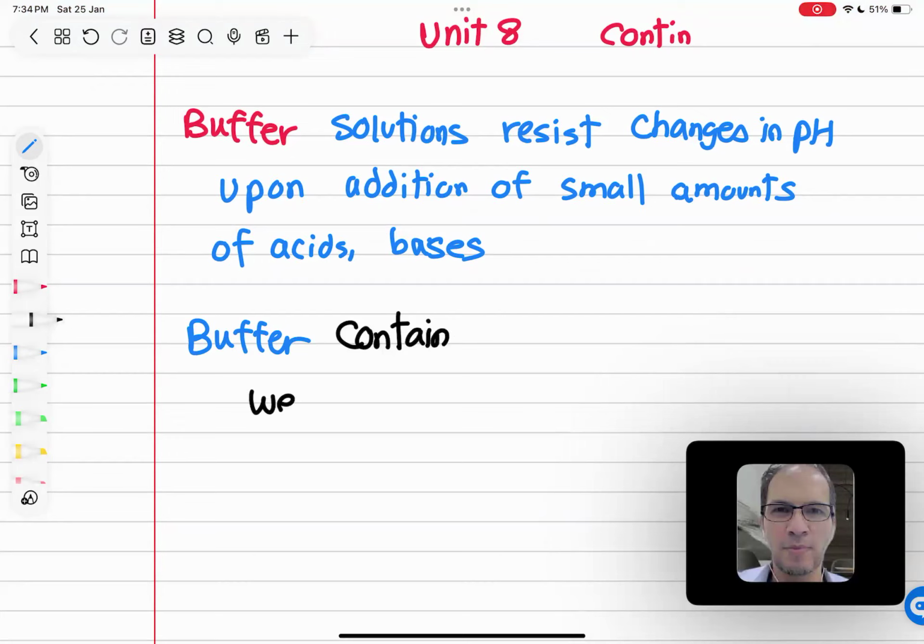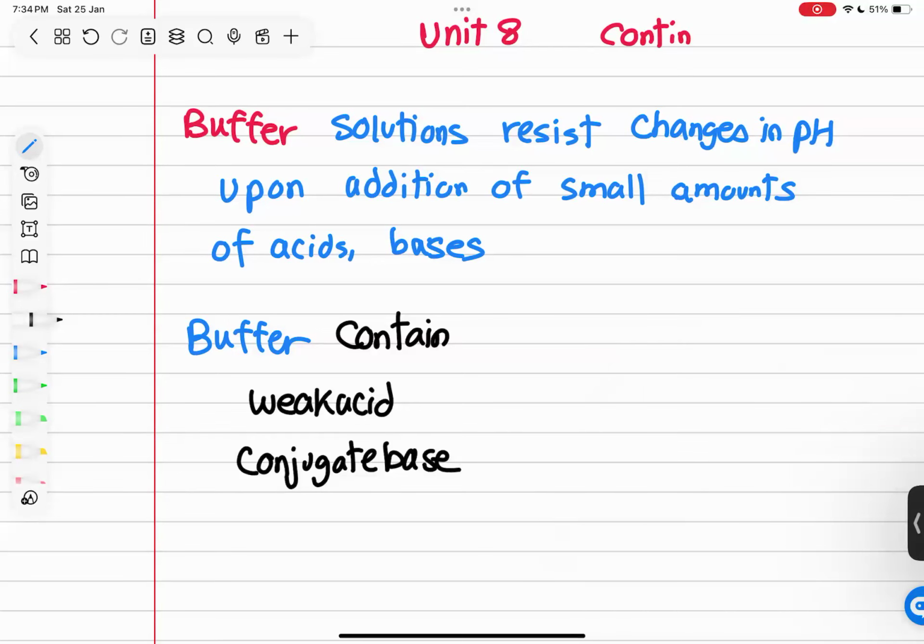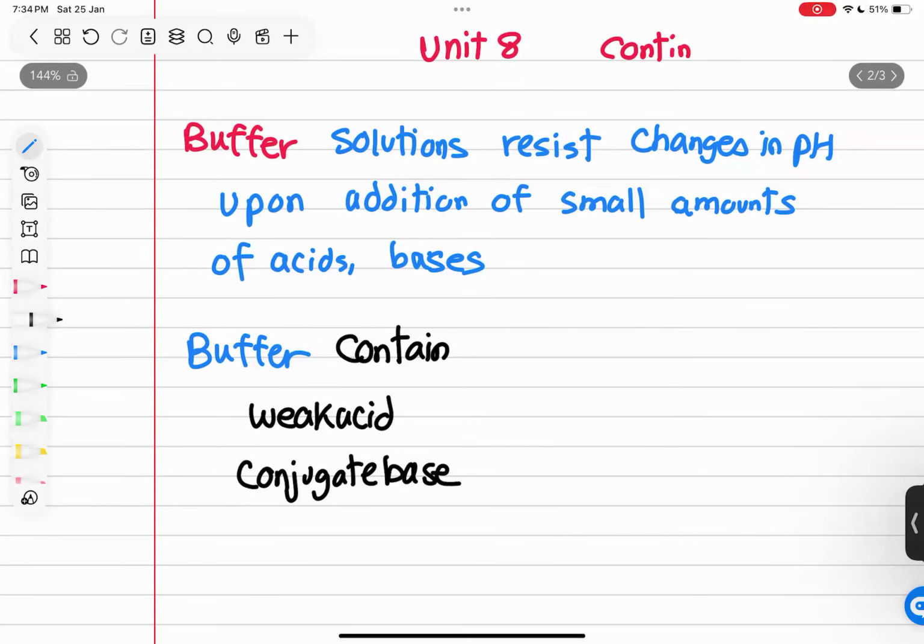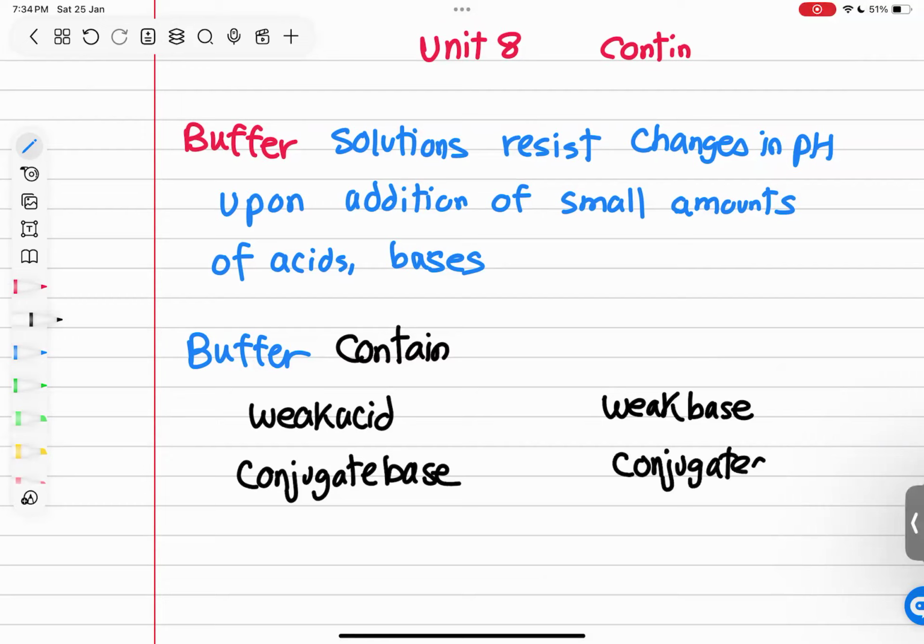Either it contains a weak acid in addition to its conjugate base, so it's made from a weak acid added to its conjugate base, or it is made from a weak base added to its conjugate acid. So either a weak acid and its conjugate base, or a weak base and its conjugate acid. This is the content of the buffer.